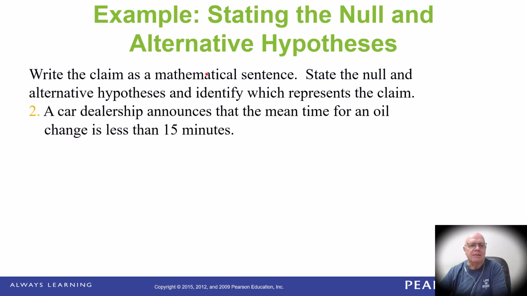Let's try that again. This time we have a car dealership, and now it's a mean time. Right away we know we have mu. The mean time for an oil change is less than 15 minutes. So what's the claim? The claim is that the mean time is less than 15 minutes. Before we go on, what's the opposite?